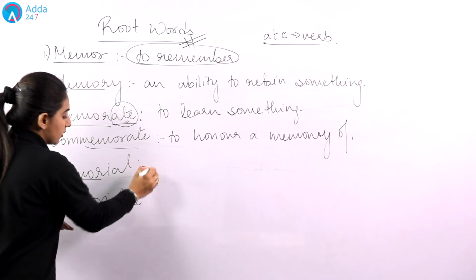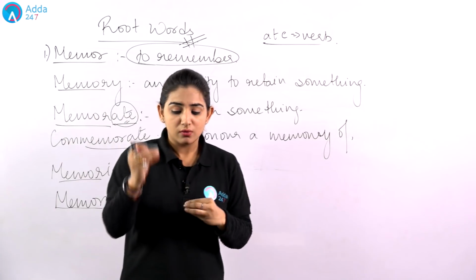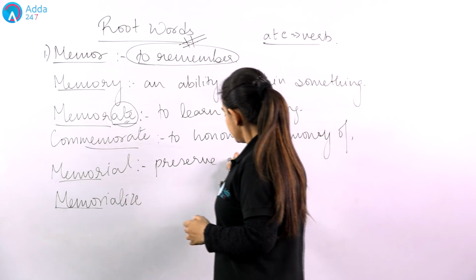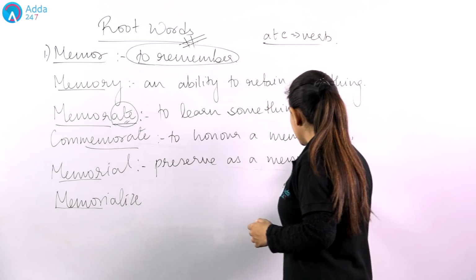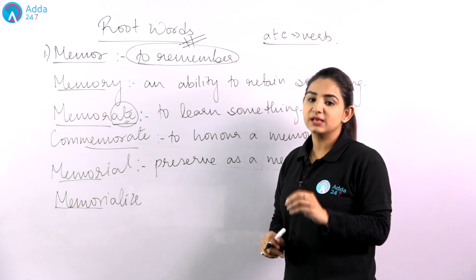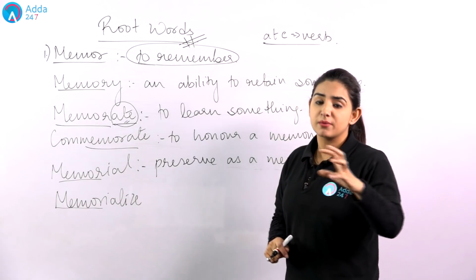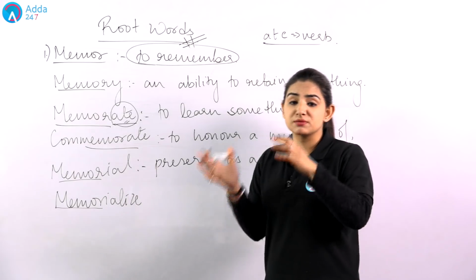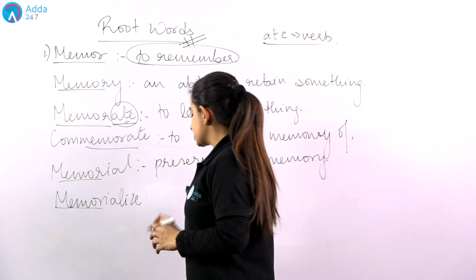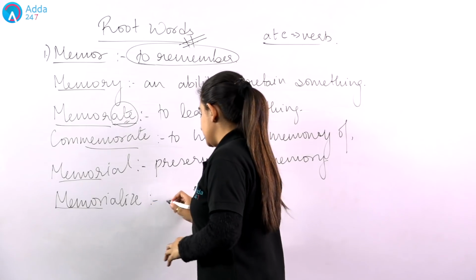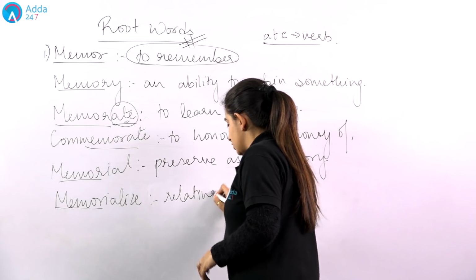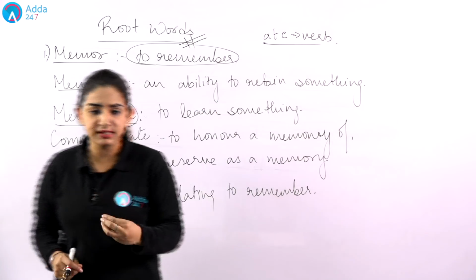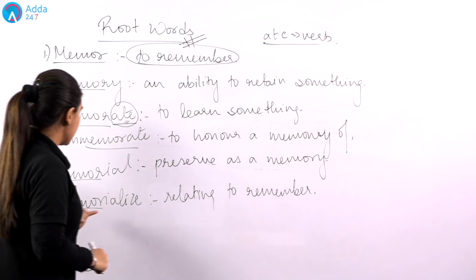Next is memorial. Memorial means something that you preserve as a memory. For example, Taj Mahal is a memorial place. Why? Because it was made in the memory of somebody. Next is memorialize. Memorialize means relating to remembering, to retain something in your mind. That is what we mean by memorialize.